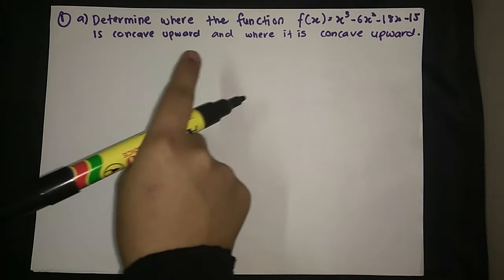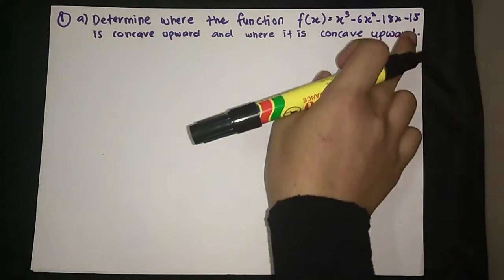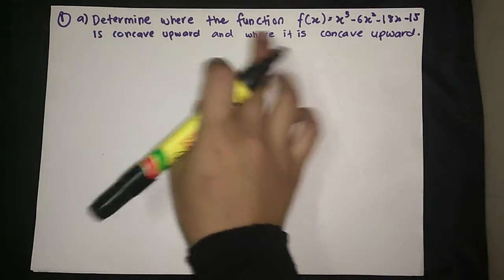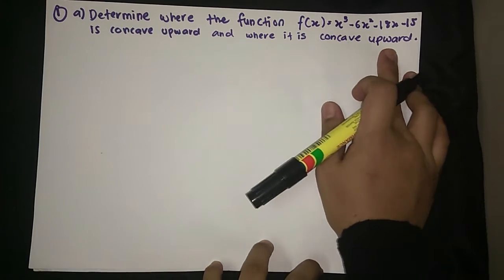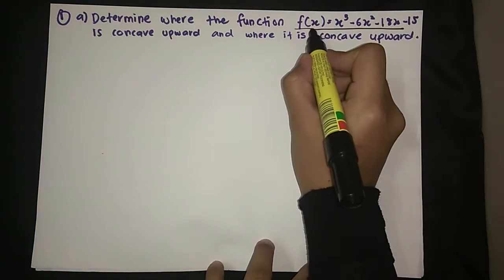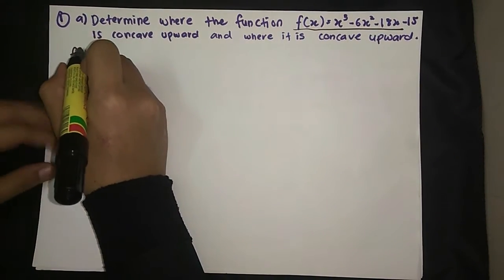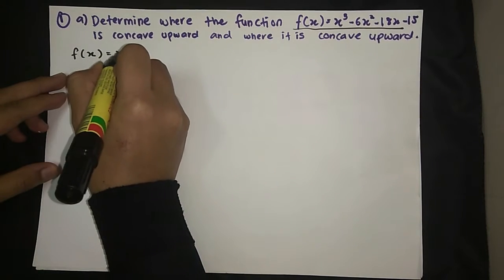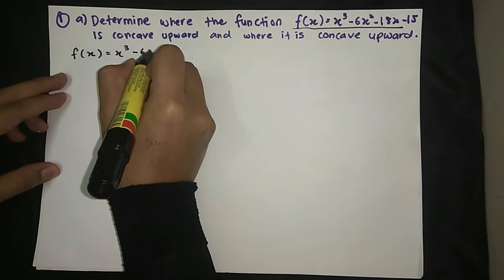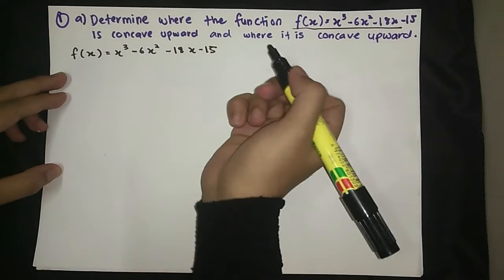So, question number 1a, determine where the function f(x) equal to x cubed minus 6x squared minus 18x minus 15 is concave upward and where it is concave downward. Okay, so first we are going to take out f(x) as a function. Alright, first we write down f(x) equal to x cubed minus 6x squared minus 18x minus 15.